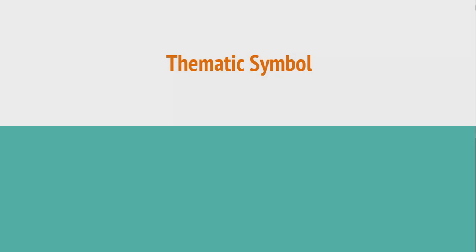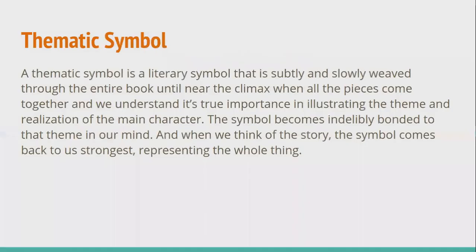A thematic symbol is a literary symbol that subtly and slowly weaves through the entire book until near the climax, when all the pieces come together and we understand its true importance in illustrating the theme and realization of the main character. The symbol becomes indelibly bonded to that theme in our mind, and when we think of the story, the symbol comes back to us strongest, representing the whole thing.